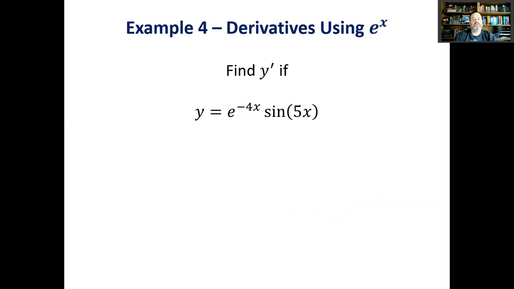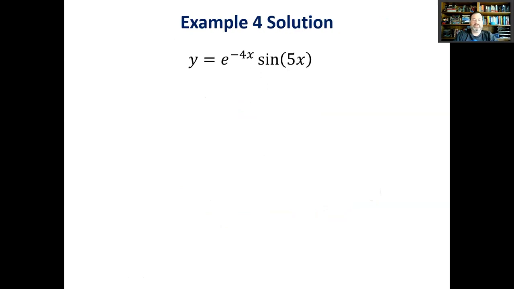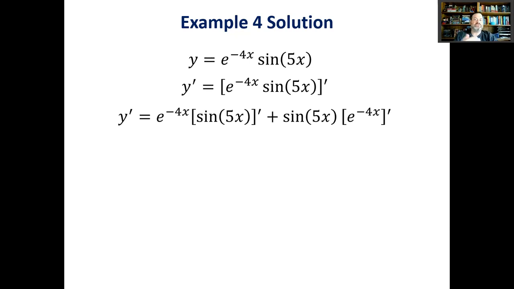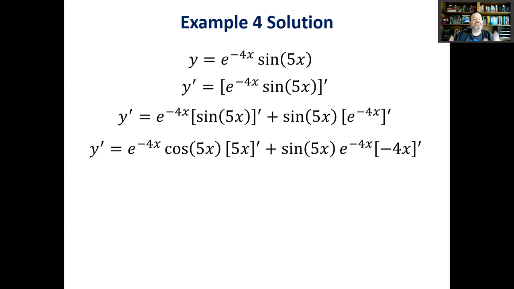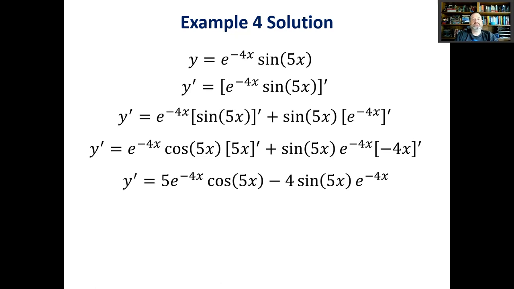So let's go ahead and do one of these. Find y prime if y equals e to the minus 4x sine of 5x. So I'm just going to take the prime of both sides, right? Take the derivative of both sides. On the right side, that is product rule. So I just write everything out with the product rule. Take those inside derivatives. Those inside derivatives both have a chain rule. And then just simplify it as much as you can.